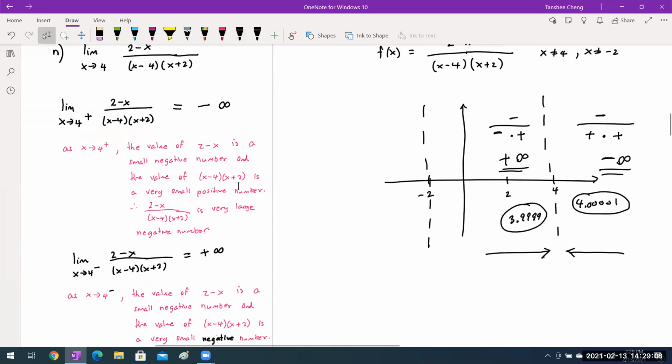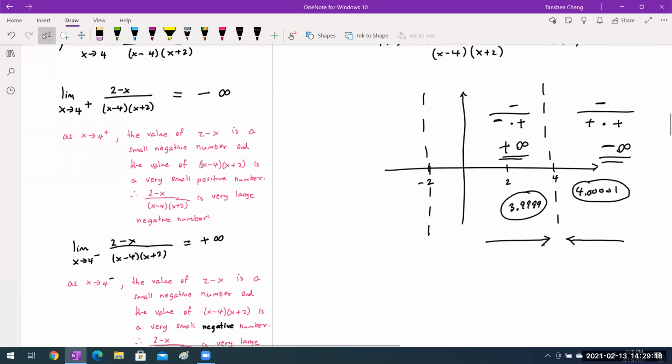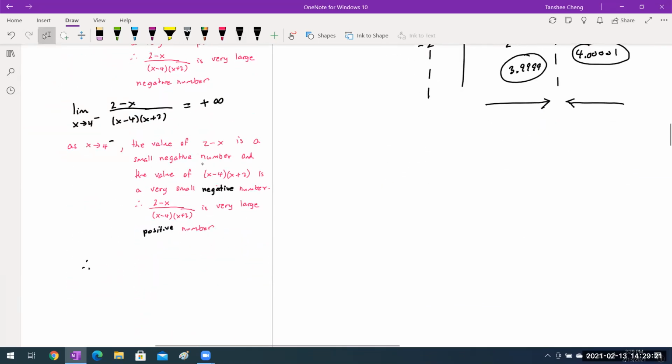So therefore, in this case, even though the limit does not exist in each left-hand side case and right-hand side case, we only talk about the directions. Since the directions are different, I can say that the limit as x approaches 4 of 2 minus x over (x minus 4)(x plus 2) does not exist. We know that both the left-hand side and right-hand side limits do not exist. However, if they go in the same direction, like I mentioned in previous sessions, we can talk about the limit going in the positive infinity direction or negative infinity direction. But the limit does not exist.